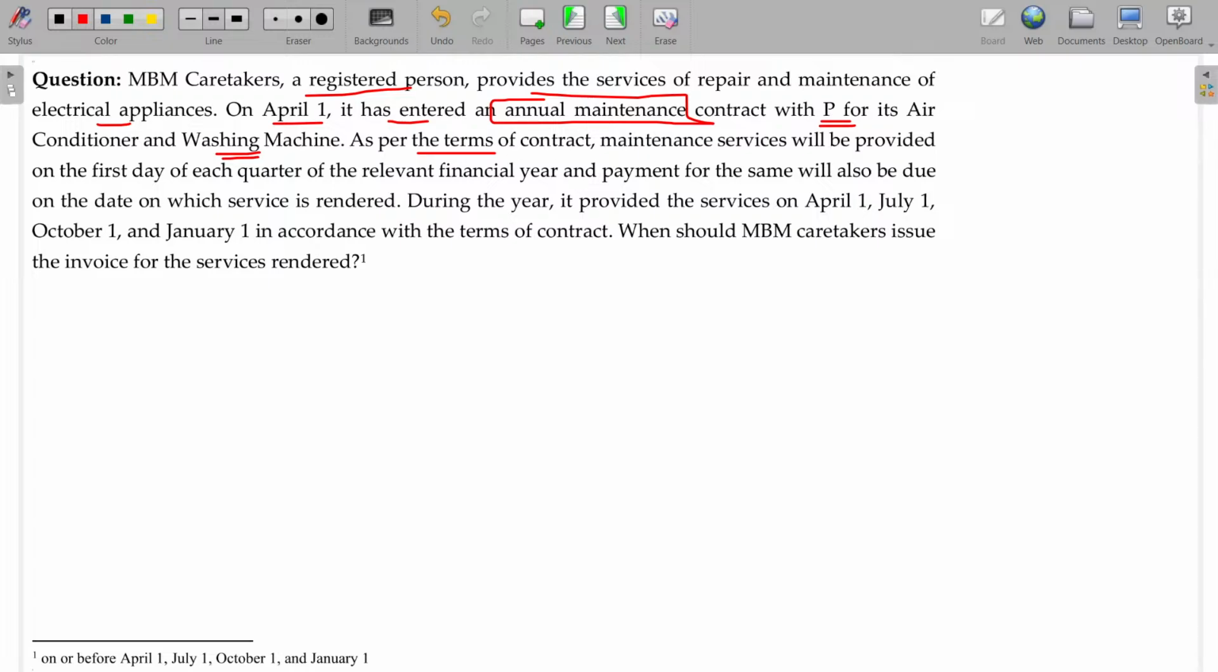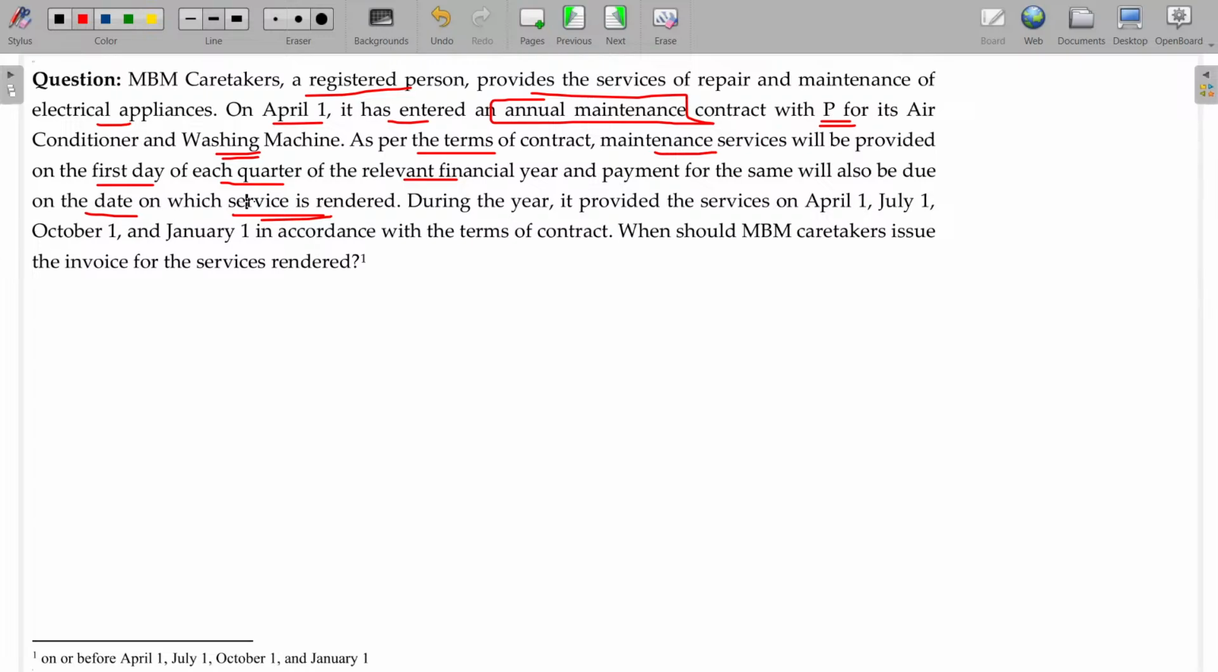As per the terms of contract, maintenance service will be provided on the first day of each quarter of the relevant financial year, and payment for the same will be due on the date on which service is rendered. So what happens here? In case of continuous supply of service, three conditions are there. If there is any due date in the contract, then that will be final. Otherwise, if there is any payment date, that date will be final. Before the payment, the tax invoice will be payable.